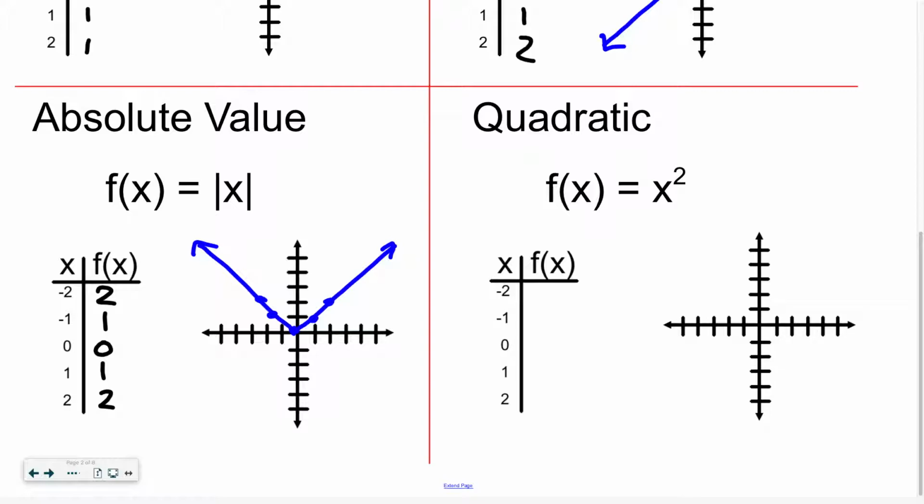If your absolute value does not look like a V, let me know. I think you have this right, you just plotted them differently. Remember, these go left and right, these go up and down.